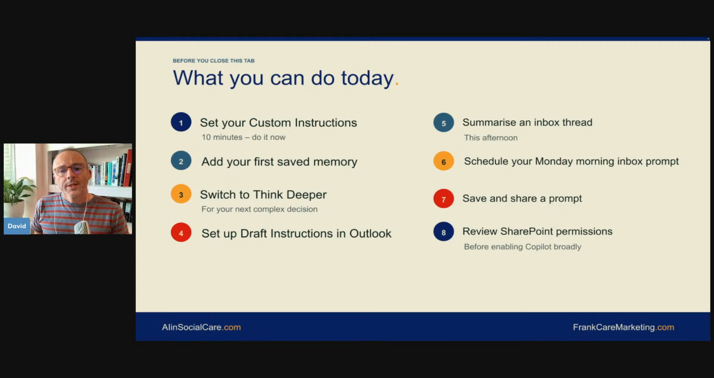We looked at setting up instructions so that Outlook email drafts have the right tone. We looked at using it for inbox triage, to summarize your inbox for you. We looked at scheduling prompts, so that every Monday morning it will go through your inbox and pick out the important stuff from the weekend. We looked at how you can save useful prompts for future use, but also share them with your team. These are features, but they're also habits, and like any habit, the more you do it, the easier it gets.